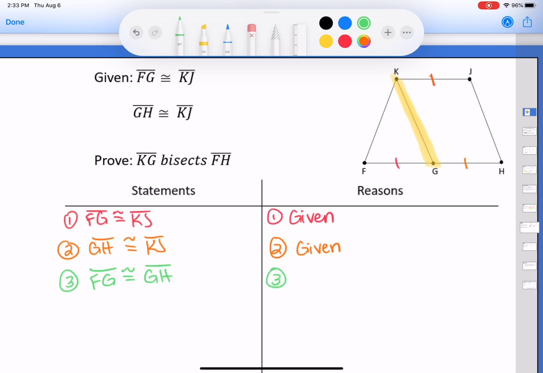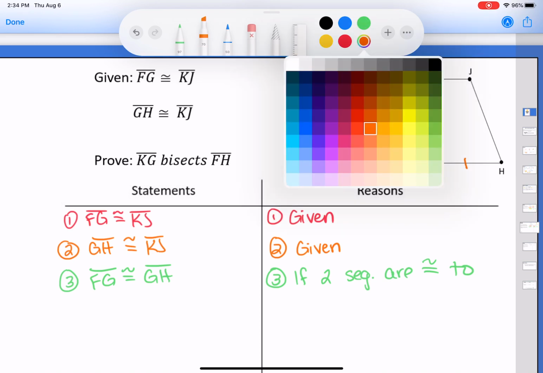Now, is this substitution or is this transitive? Hopefully this one jumps out at you. Notice step 1, congruent. Step 2, congruent. Step 3 that I'm in right now, where I'm trying to write my reason, is a congruent step. Since this step is a congruent step, this has to be the transitive property. If two segments are congruent to, now, are they congruent to two congruent segments, or are they congruent to the same segment?